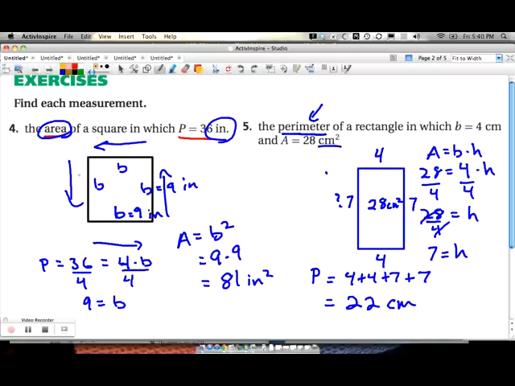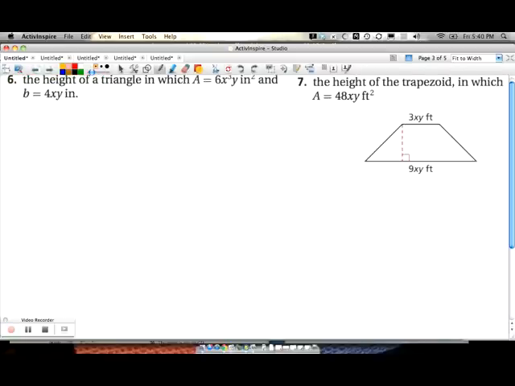Again, if you need any part of this slowed down, just take a second, pause it, come on back to it. But I'm going to keep on moving.